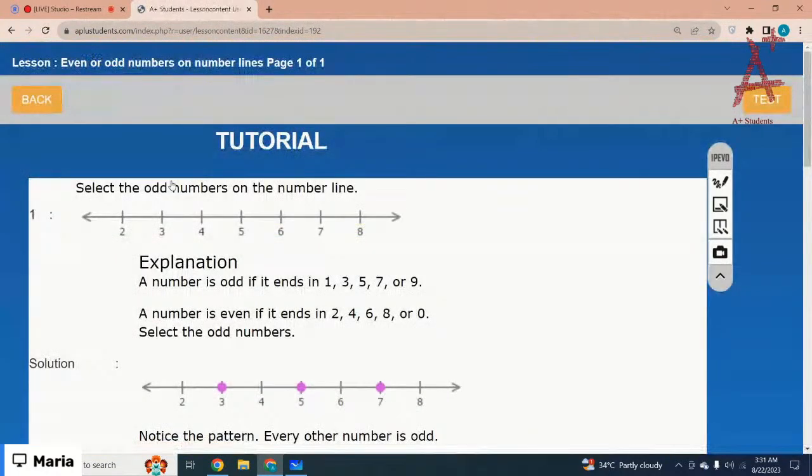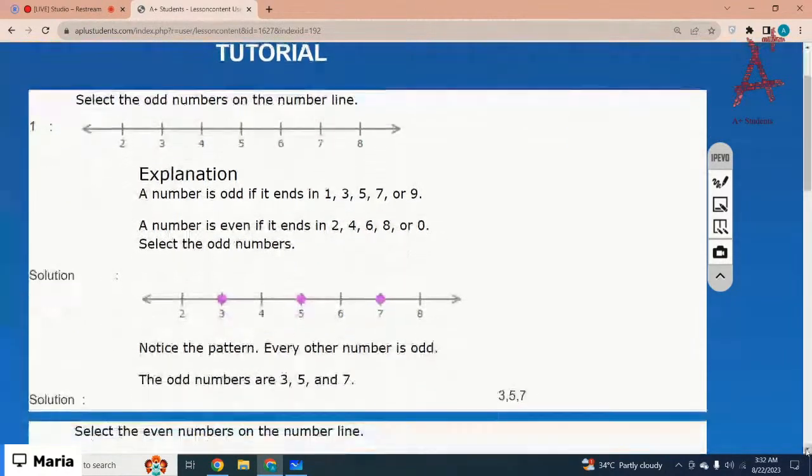Even or odd numbers on number lines. Select the odd numbers on the pattern line, right? You can see odd numbers are the ones that end with 1, 3, 5, and 7. So 3, 5, and 7 are the odd numbers, right? You can notice the pattern. Every other number is odd, right? 3, 5, and 7. The same is the case: every other number is even. 2, 4, 6, and 8.